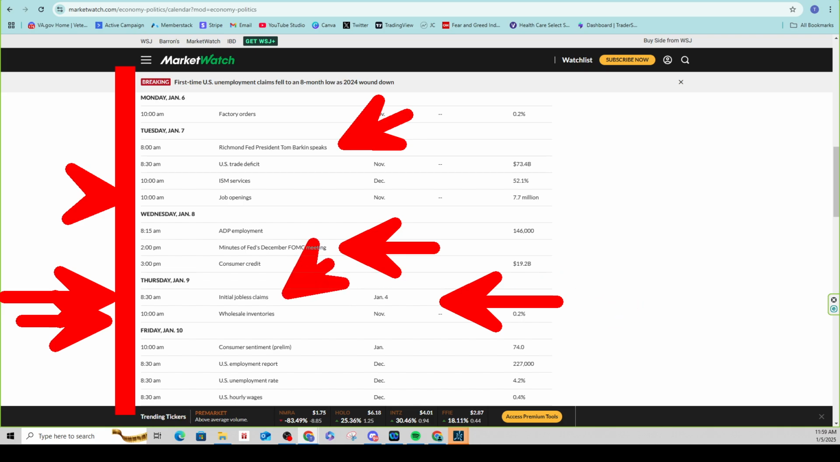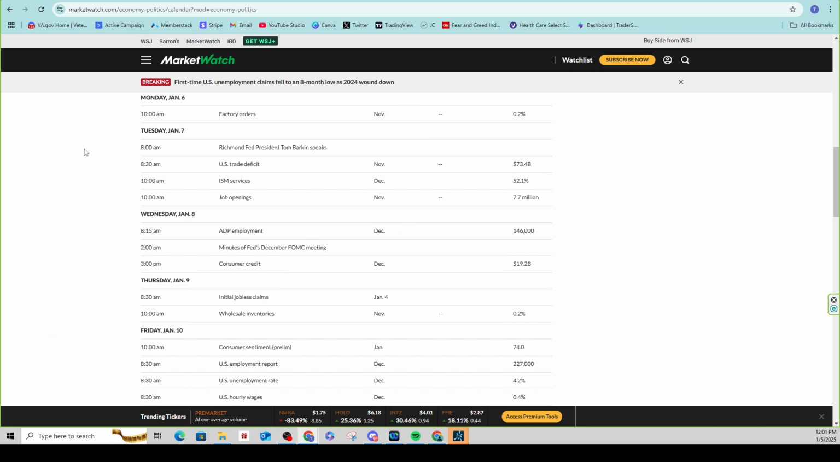But we do have initial jobless claims and wholesale inventories here. Again, I'm not sure if they're reporting them on that same day, and I'm not sure where to look. But if you want to, you could research that. On Friday, we have consumer sentiment, also some volatility I would expect from there. U.S. employment report, U.S. unemployment rate, and U.S. hourly wages.